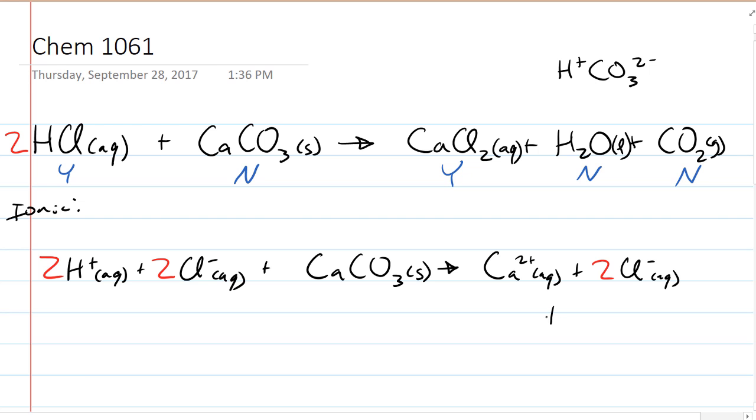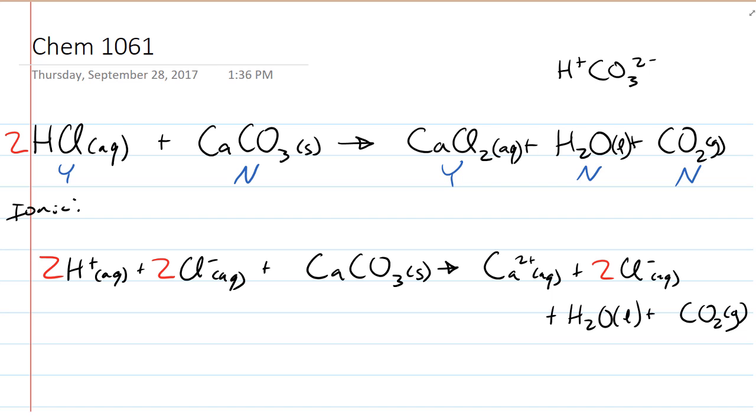And then what do we do with the water? Leave it alone. What do we do with the carbon dioxide? Leave it alone. So then we go through and we cancel out the spectators, which in this case would be chloride ions. Anything else? No. And then of course what we're left with in this case is the net ionic equation.